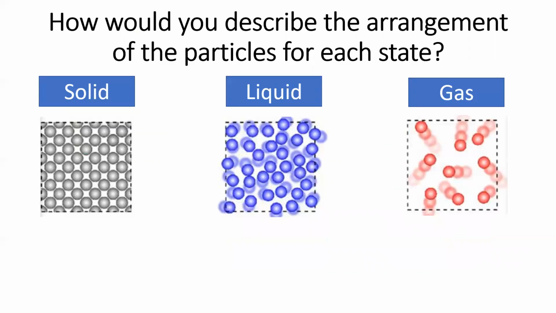Now, how would you describe the arrangement of the particles for each state? How did you know that was a solid? How did you know that was a liquid? How would you know that was a gas? When you describe the arrangement, you're literally saying what you see there. So have a go at describing the arrangement of the particles for each state yourself. Pause the video when you do this. And when you're happy with your answers, please press play.